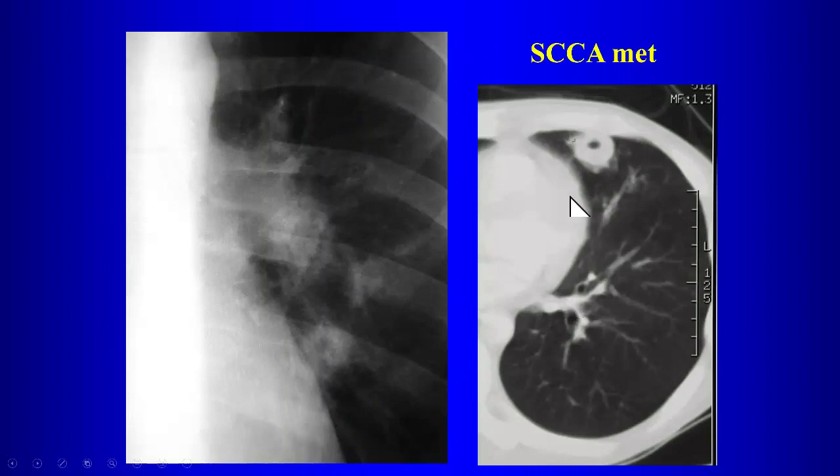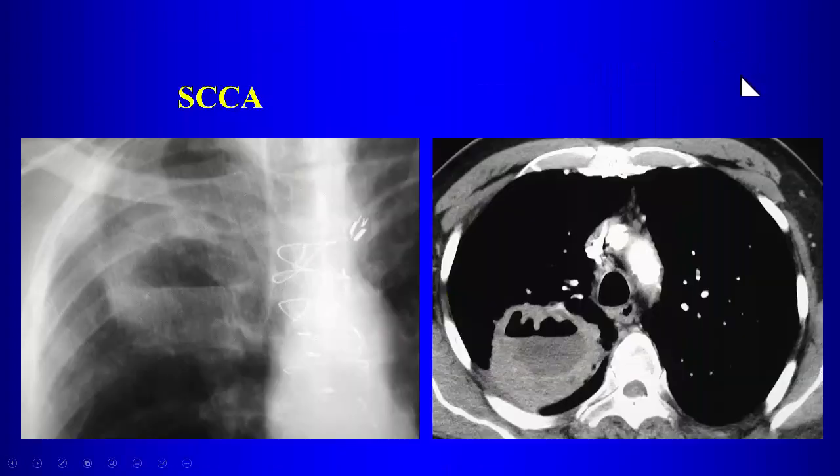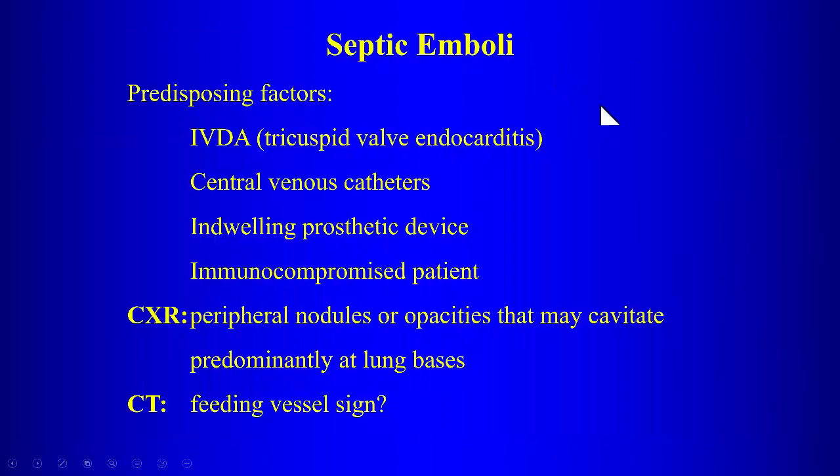So this is a patient who has these rather thick-walled cavitary lesions here. This was metastatic squamous cell cancer from the head and neck, okay? So you can see those lesions there within the lungs. This case we saw earlier, squamous cell cancer of the lung, very thick-walled. So that thick-walled lesion does increase your concern for malignancy.